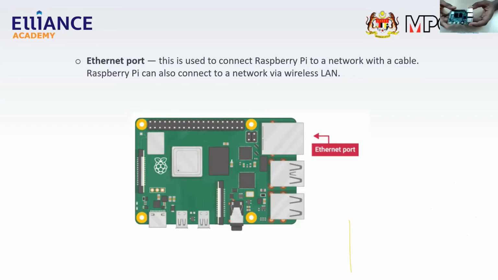Another thing is the Raspberry Pi can also connect to a network wirelessly, exactly like a normal PC. You open your Wi-Fi, connect to your Wi-Fi connection, and then it's all up with a wireless connection. Depends on whether you prefer the Ethernet port here or wireless. Wireless we will configure tomorrow in the Raspberry Pi.